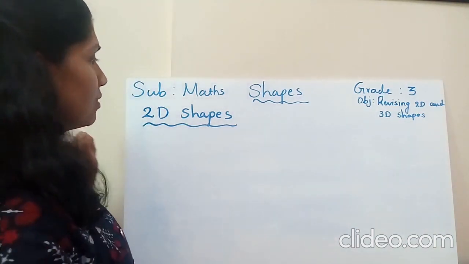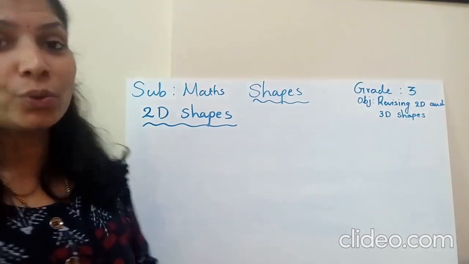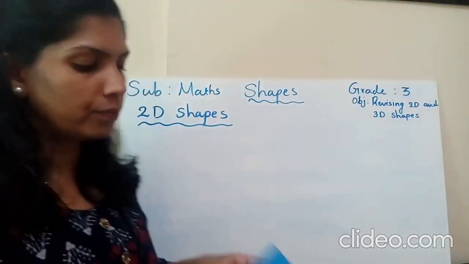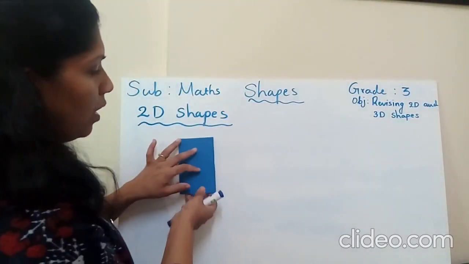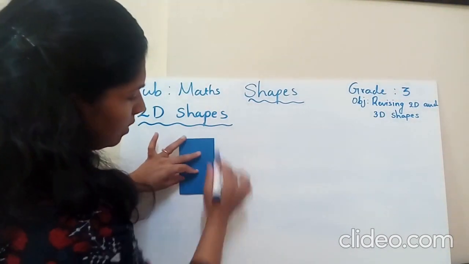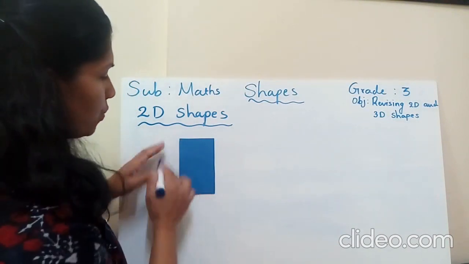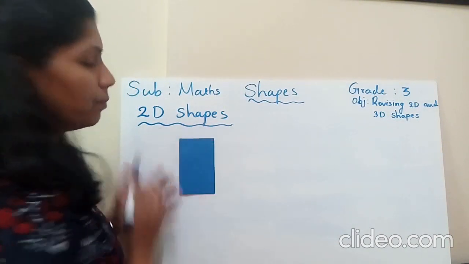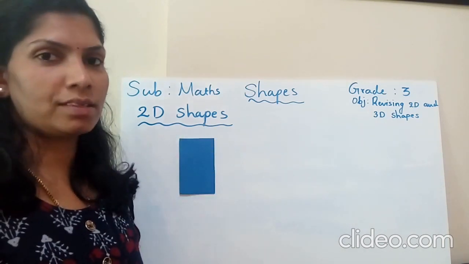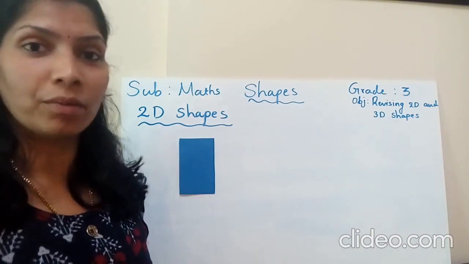So why is it called a 2D shape? It means two-dimensional shapes. For example, if you see this shape, it has only two measurements. That means the length and the breadth. And on this side also, this is the length and breadth. So it has only two measurements. That's why we call it a 2D shape, that is, two-dimensional shapes.